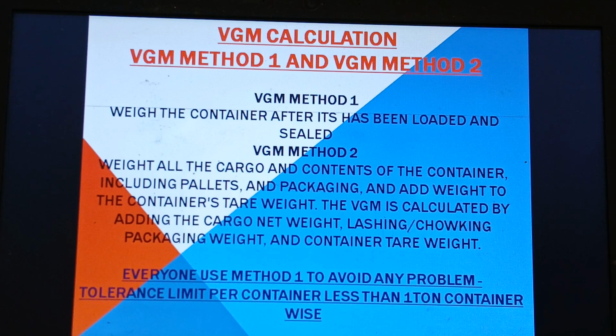And the per-container tolerance limit is less than 1 ton. This is the most important thing you need to understand. Within 1 ton, a small variation will pass, and it is accepted by the shipping line as well. But if it is above that, it can create a problem. So give the correct declaration. The weight declaration should be correct as per regulation compliance. This is important because in the VGM the shipper is totally responsible for declaring the weight; he gives the declaration on his letterhead.